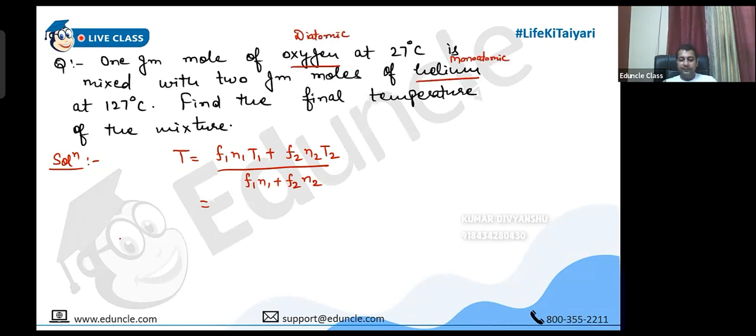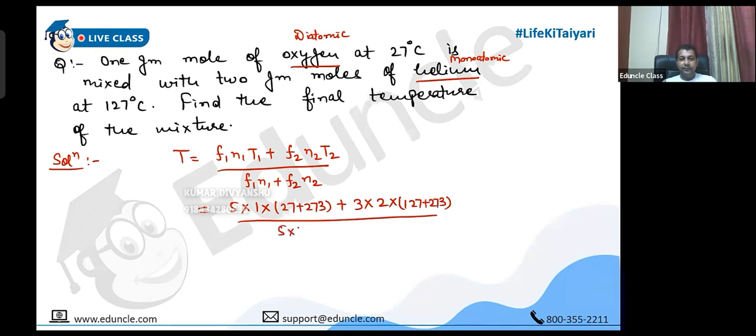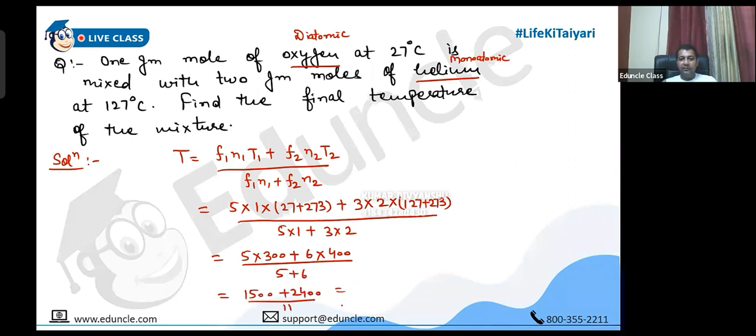So 5 degrees of freedom, 1 mole. T1 is 27 plus 273. And 3 degrees of freedom, 2 mole. Temperature is 127. Yes, Sumira, correct. So it will be 5 into 300, 6 into 400, over 5 plus 6. So 1500 plus 2400 by 11, 3900 by 11 Kelvin. So it is 354.5 Kelvin, which is equal to 81.5 degrees centigrade. Please check. Now you can check. Clear? Yes, sir.